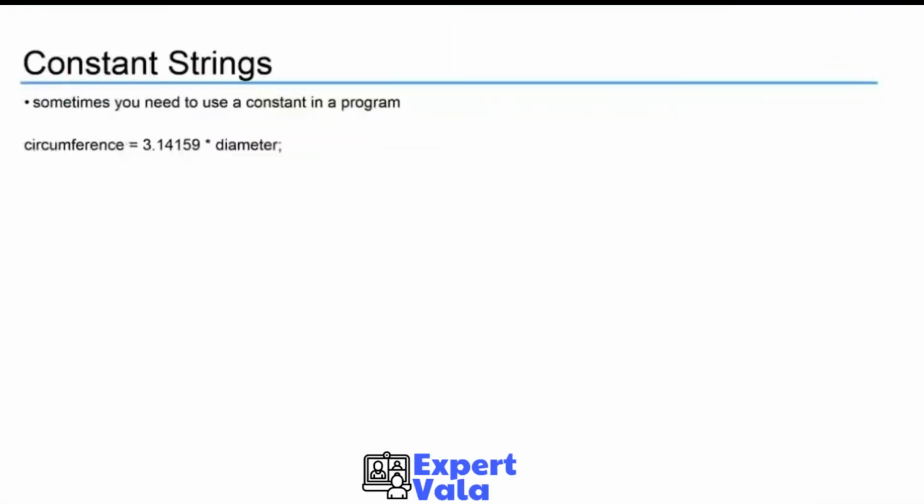Hello, we know that a string literal or a string constant is inside double quotes. But what about the variable itself? How can you make sure that the variable can never change that value? This is referred to as a constant. So constant in a program is sometimes necessary where you do not want the values of your variables to ever change. So for example, if we are calculating a circumference, we would do 3.14159 times diameter. 3.14159 is a constant. It never changes. It represents pi.